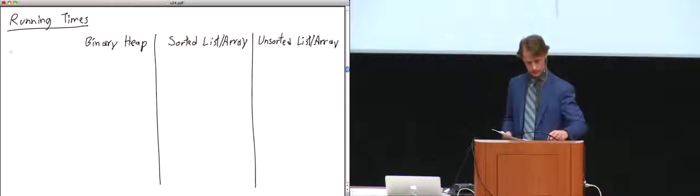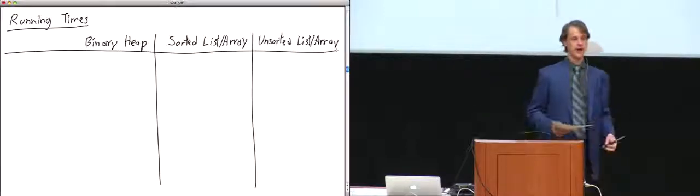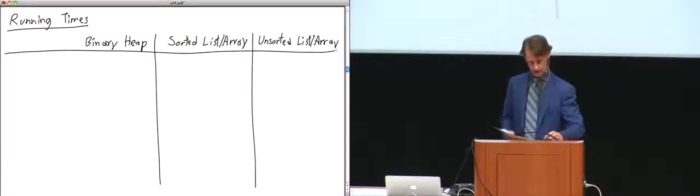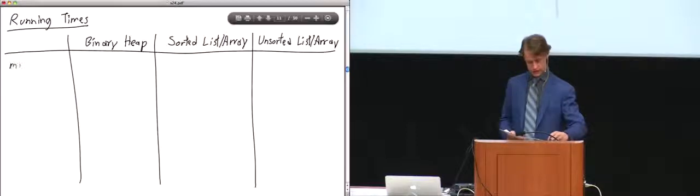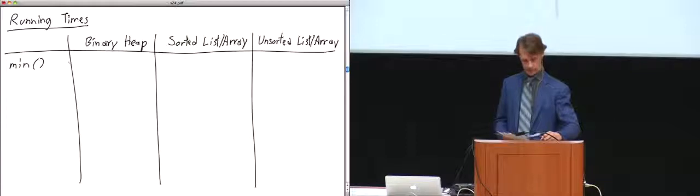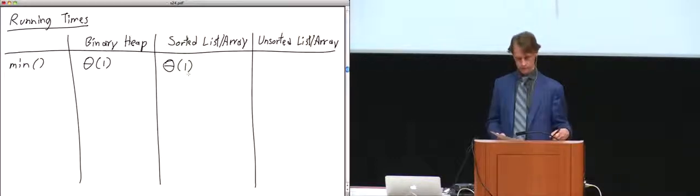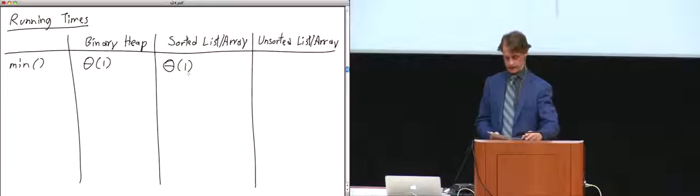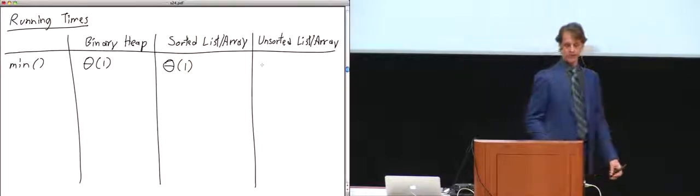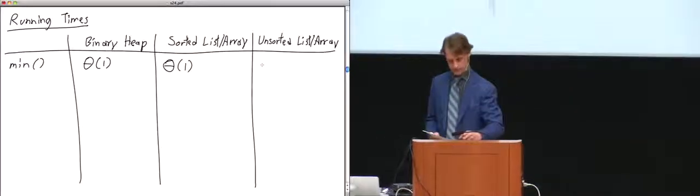So, with these 3 different data structures for implementing a priority queue, how much does the min operation cost? Well, in a binary heap, it's super fast. You just look at the root. In a sorted list, it's also super fast because the list is sorted. You just look at the end of the list or the beginning, depending how you've sorted it. If you have an unsorted list, then you actually have to search through the whole list to find the minimum item. So that's really expensive.